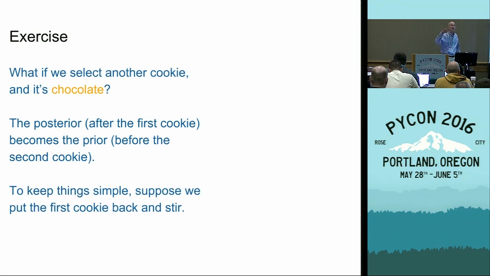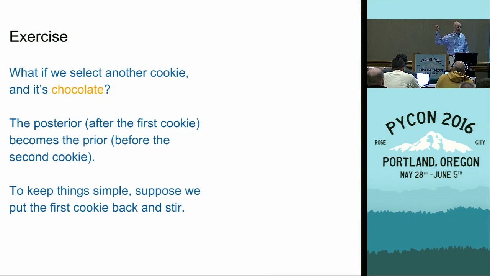So you're going to have a chance. The notebook has all that code in it, so you'll run it in just a minute. And then you'll have an exercise to work on, and that is after you do the first update. So you drew 1 cookie. It was vanilla. You did an update. Now you've got the posteriors, 0.6 and 0.4.